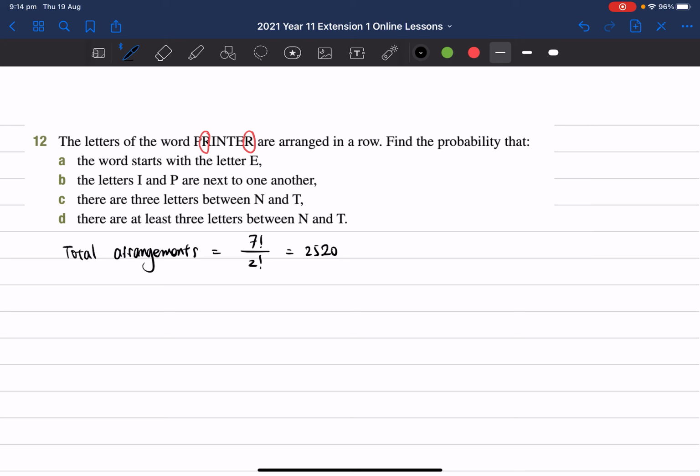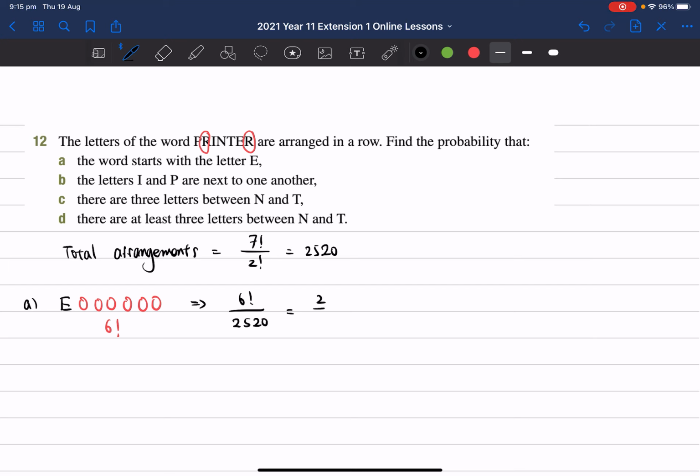Okay, now let's calculate the probability with the given conditions here. The word starts with the letter E. If the word starts with the letter E, then E is fixed. The rest of the other 6 letters can be rearranged in any way. So that's 6 factorial if E is fixed. Alright, so the probability will be 6 factorial divided by 2,420. Okay.